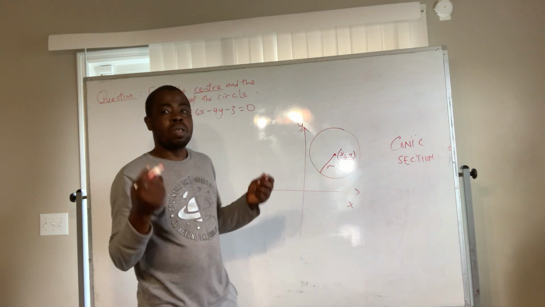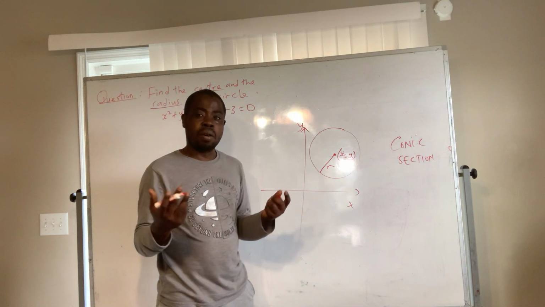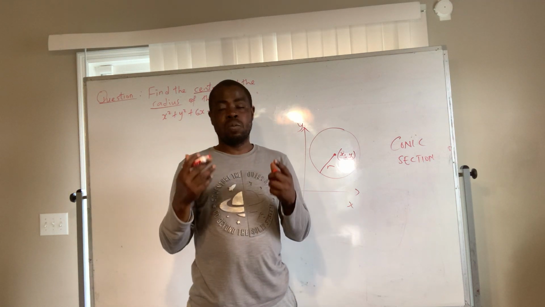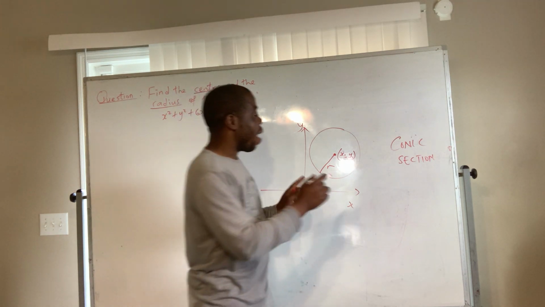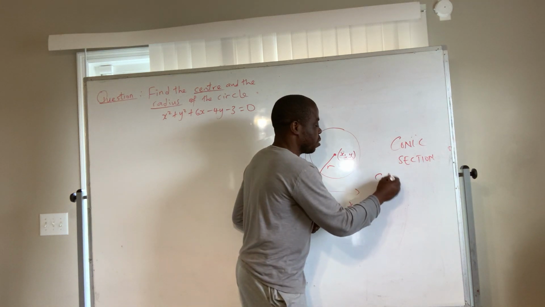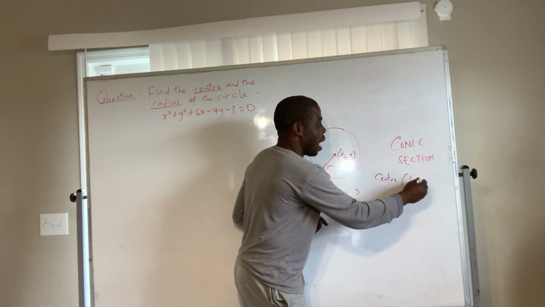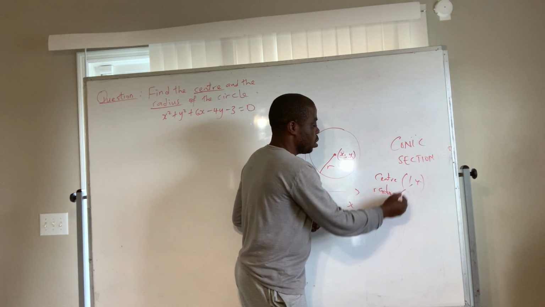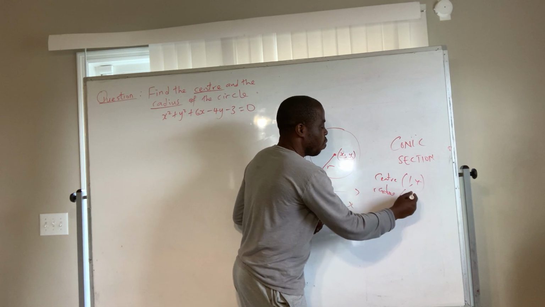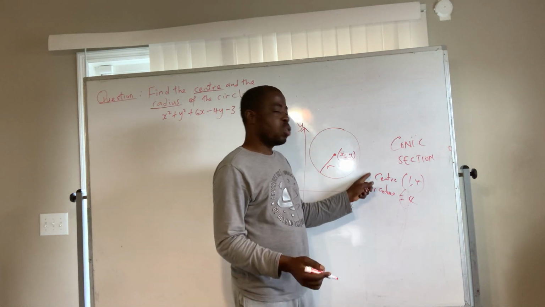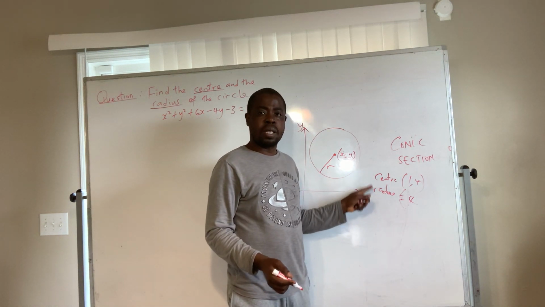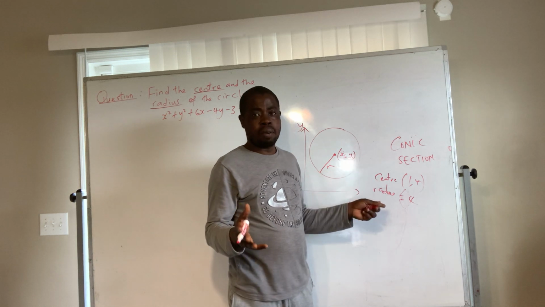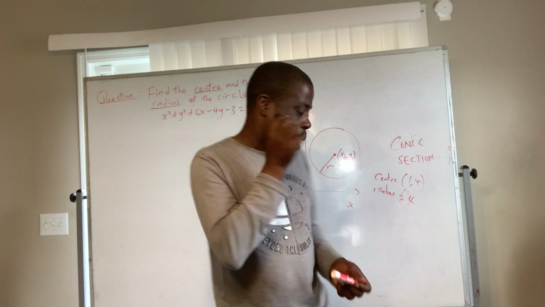That's how you can derive an equation to represent a circle. So when you have a center point, say 1 and 4, and a radius, say 4, this data is enough to represent a circle. Okay?